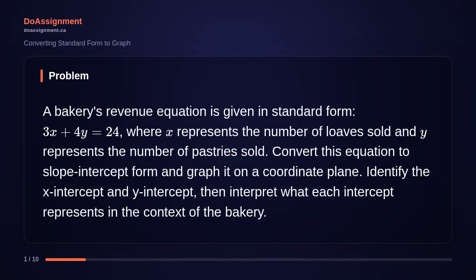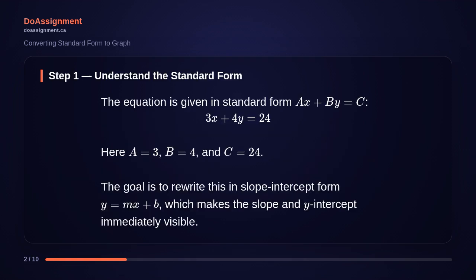Now, let us work through the solution step by step. We start with the equation 3x plus 4y equals 24, written in standard form. We want to rearrange it into slope-intercept form, y equals mx plus b, so we can read off the slope and the y-intercept directly.